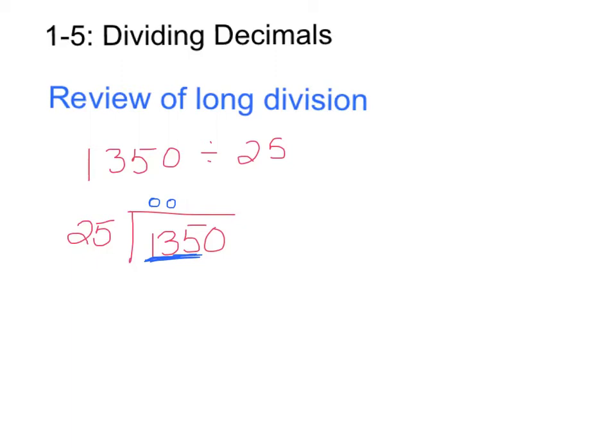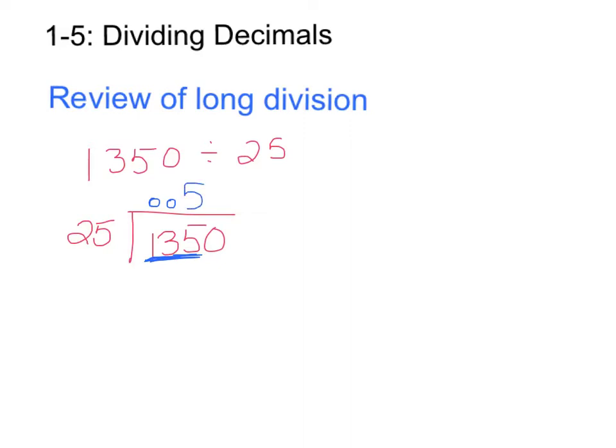Well, 25 times 1 is 25. 25 times 2 is, I'm sorry, 50. 25 times 3 is 75. 25 times 4 is 100. 25 times 5 is 125. The next one is 25 times 6, which is 150, so that's too much. So I'm going to put a 5 here.